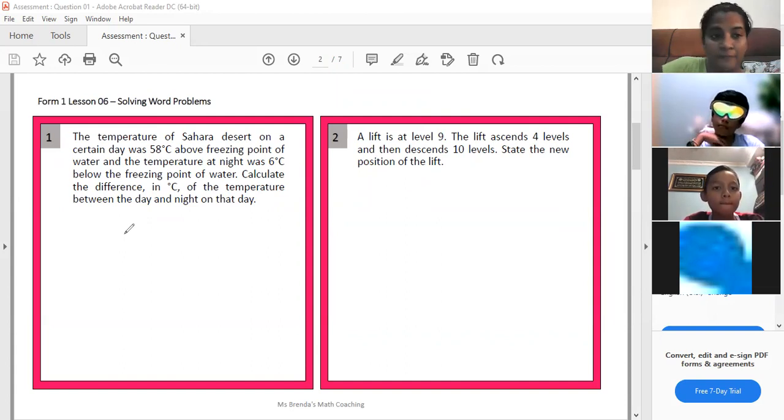Now, for those who don't have your modules, like Fahim, you've not printed it out, you can do this later. The lesson is recorded, so you can always go through and review it again. For those with the module, make sure you have the correct way of solving on your side.